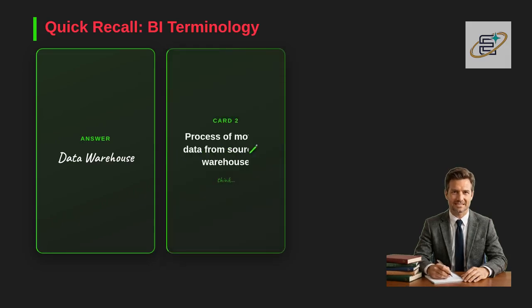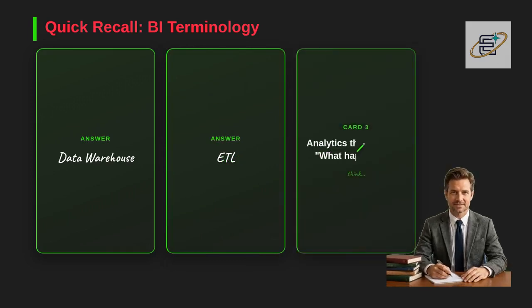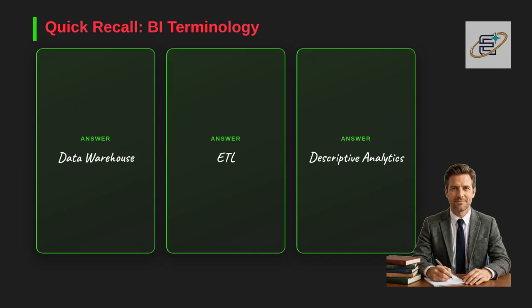Next up, what is the three-letter acronym for the process of moving raw data from its source into that warehouse? That is the ETL process: extract, transform, and load. Finally, which type of analytics specifically looks at historical data to answer the question, what happened? That is descriptive analytics. Active recall is one of the most effective ways to study, so if you struggled with any of these, I highly recommend reviewing the earlier sections of this lesson. You are doing great, let's finish strong.